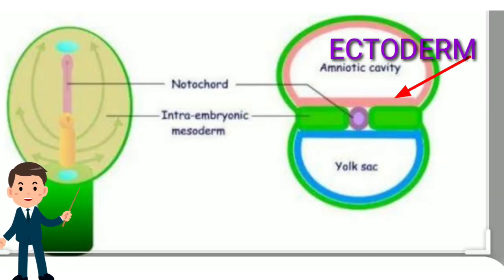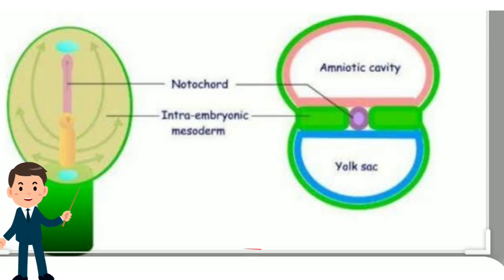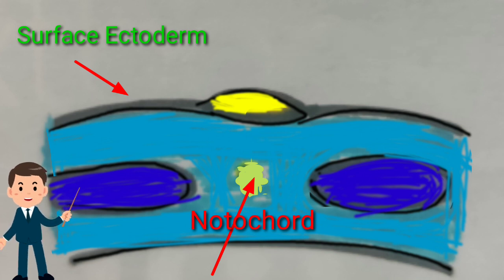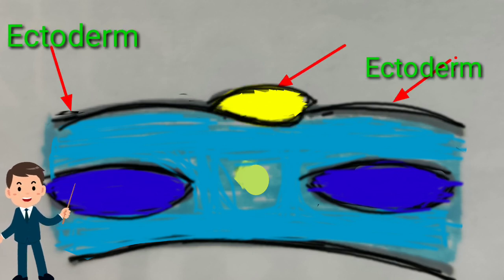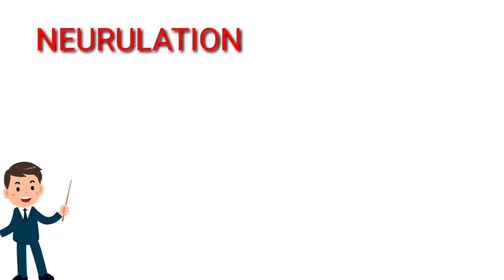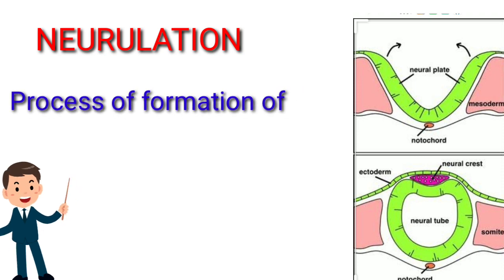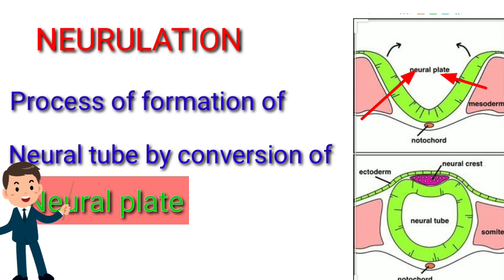While the embryo is still in the form of a three-layered embryonic disc, the surface ectoderm and the dorsal aspect of the notochord differentiate. The part of the ectoderm destined to give origin to the brain and spinal cord can be distinguished as a specialized part called neuroectoderm. What is neurulation? It is the process of formation of the neural tube by conversion of the neural plate. It extends from the pre-somite to the post-somite period of development.